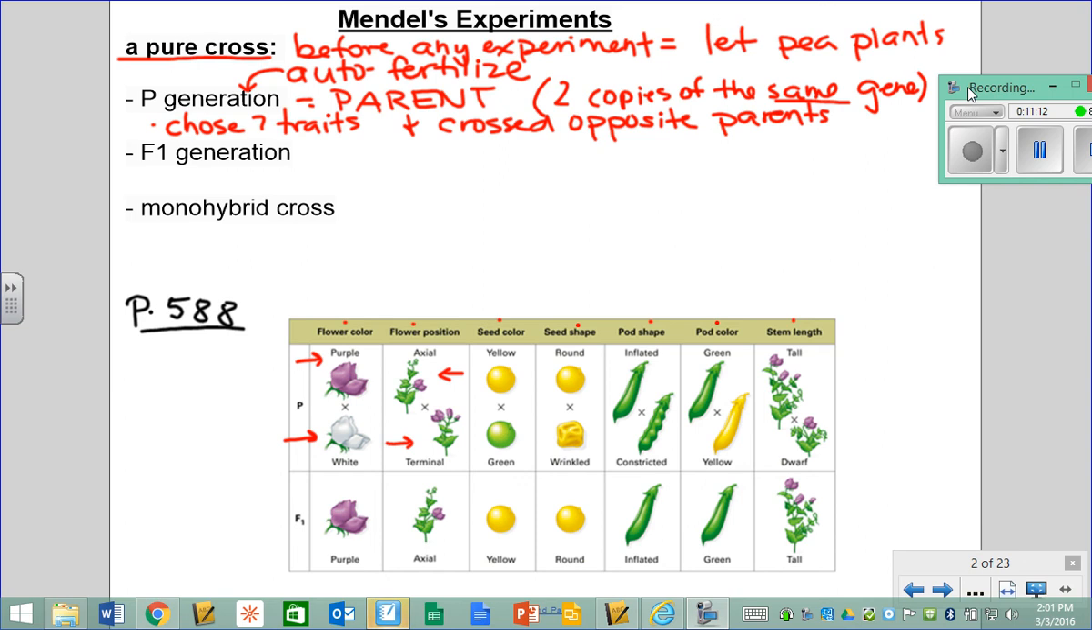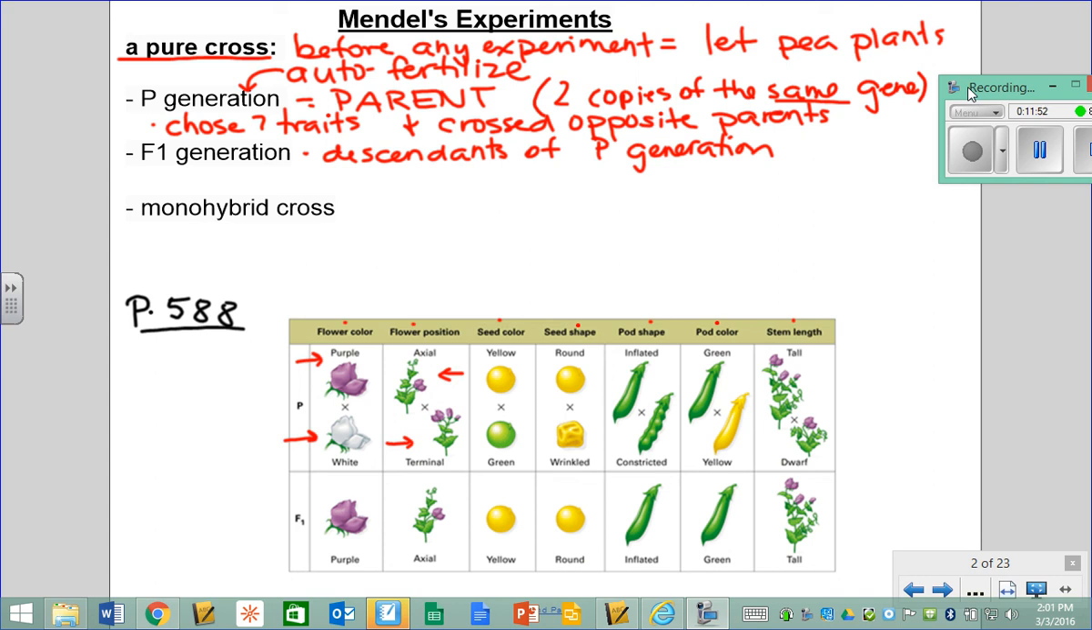The F1 generation are the descendants of the parent generation. So after we crossed 2 parents that were opposite, we get the F1 generation. And this is a typical way of naming things. So regardless of whether we're talking of Mendel or of some other experiment, P would always be the parent, F1 would always be their descendants, and then we would just increase the number, F2, F3, F4, depending on how far we were going to go.